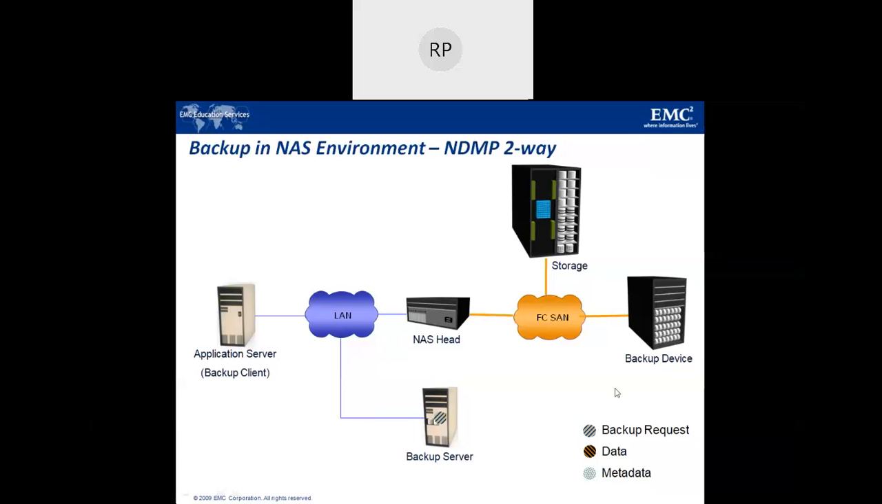Now the third way is taking a backup using NDMP. The third way of taking a backup in a NAS environment is NDMP. NDMP stands for Network Data Management Protocol. Now, in the next two approaches, we are going to use this protocol for backup of the NAS environment. We are going to use NDMP.